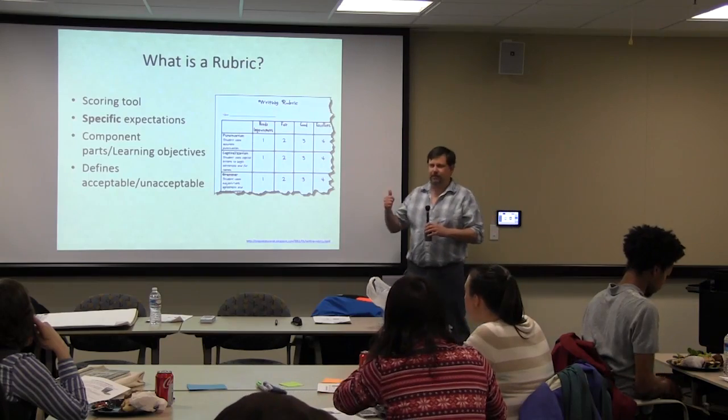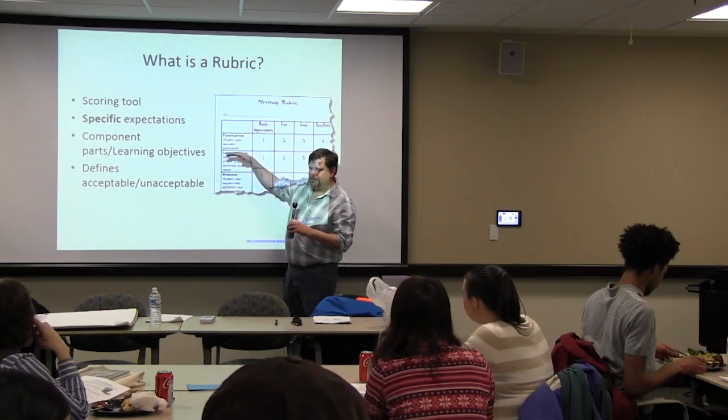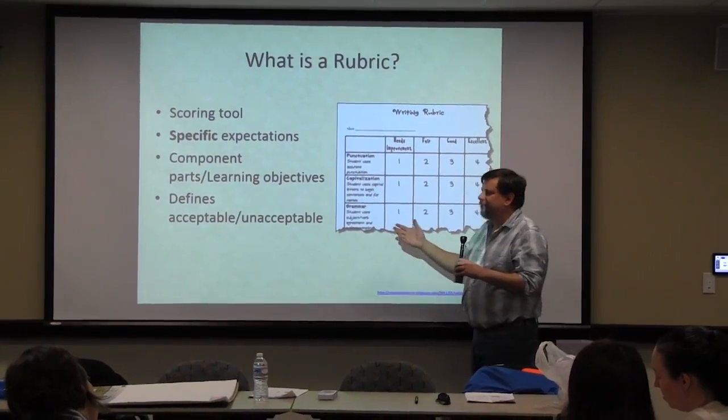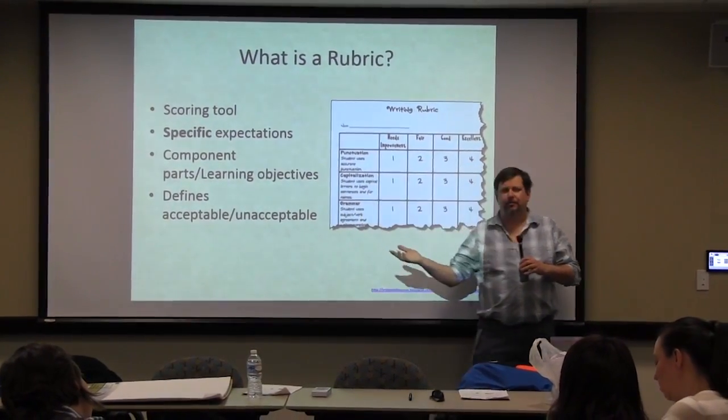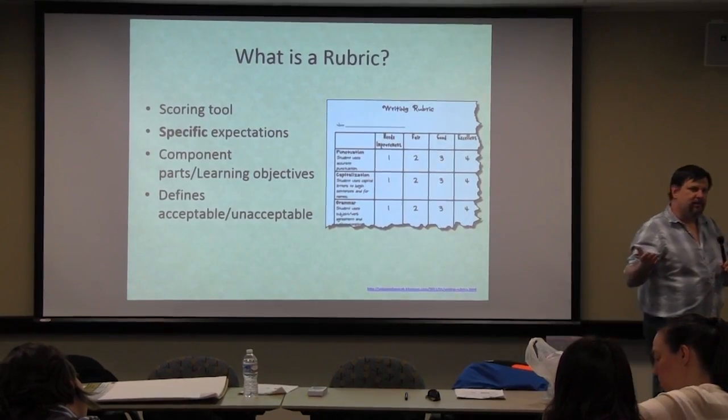So they're used for scoring. They set pretty defined expectations. When you make a rubric, you want to break your assignments down into actual learning objectives. And then the other built-in thing about a rubric is that it should really define your acceptable and unacceptable levels of doing those things.